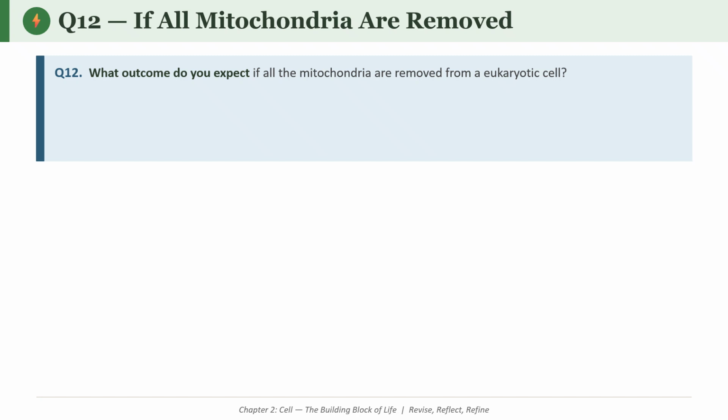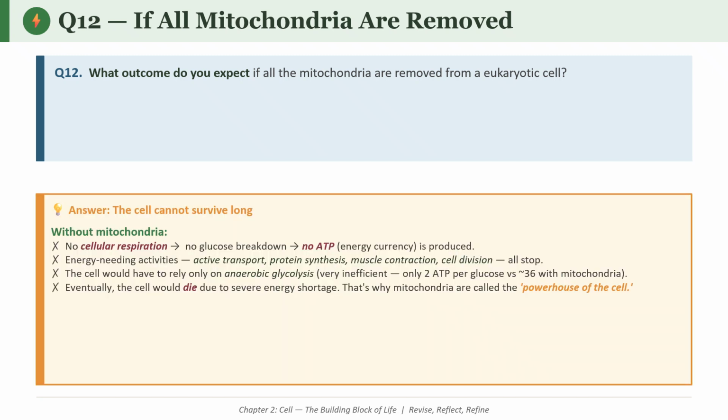What outcome do we expect if all the mitochondria are removed from a eukaryotic cell? We cannot think of life without mitochondria. Let's see why. The cell cannot survive long. So what will happen? Cellular respiration cannot take place, right? So glucose breakdown cannot happen and no ATP will be produced. And the energy-requiring activities like active transport, protein synthesis, muscle contraction, cell division, everything will stop.